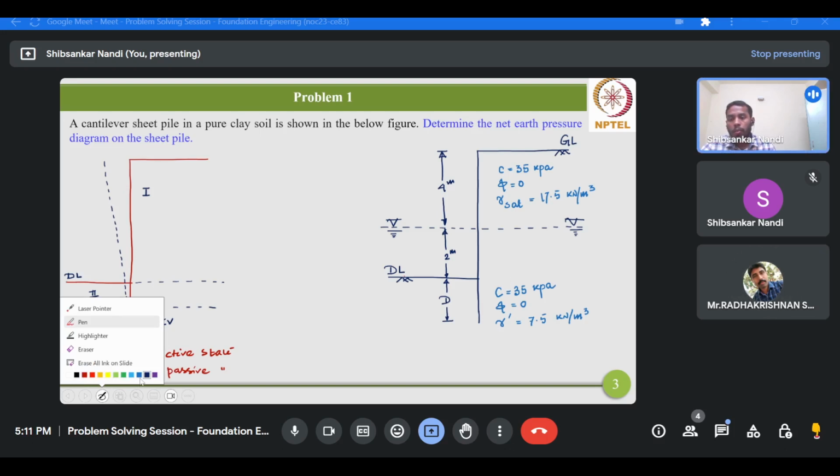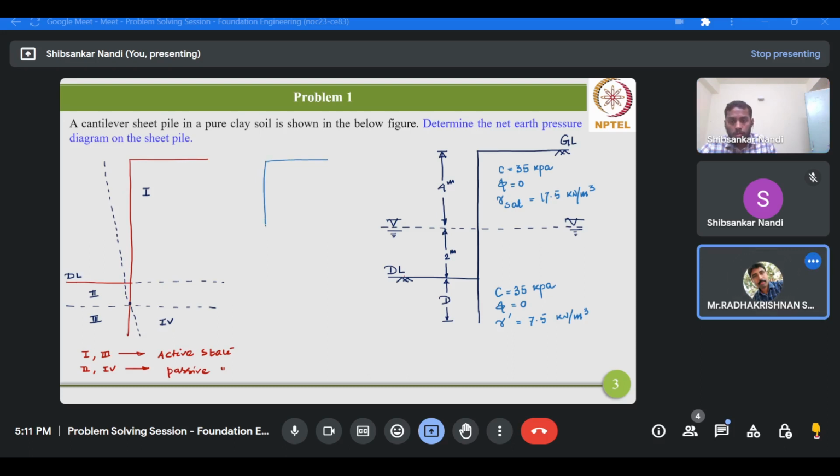it will be better if we try to draw the qualitative net earth pressure diagram simultaneously. Right now we are not considering the water table location, so we'll incorporate this water table effect in the actual problem with the given data. Now for a cohesive backfill, as you know, for clay, your phi value is 0.